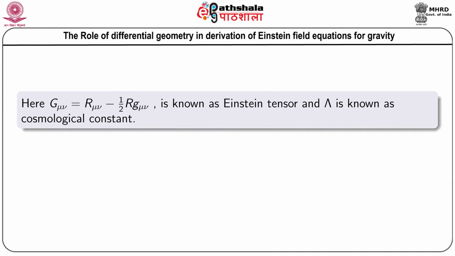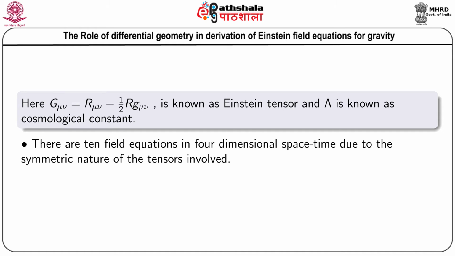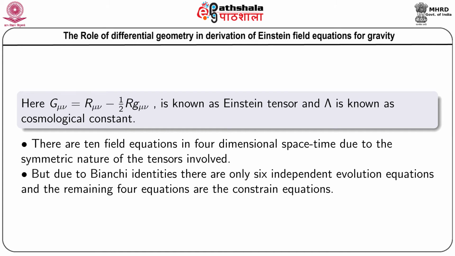Now, G_μν = R_μν − ½ R g_μν is known as the Einstein tensor, and γ is known as the cosmological constant. There are 10 field equations in 4-dimensional space time due to the symmetry of the tensors involved, but due to the Bianchi identity, which we have learned in our previous modules, there are only 6 independent evolution equations and the remaining 4 equations are the constraint equations. So, only 6 are the independent evolution equations for Einstein's field equations.